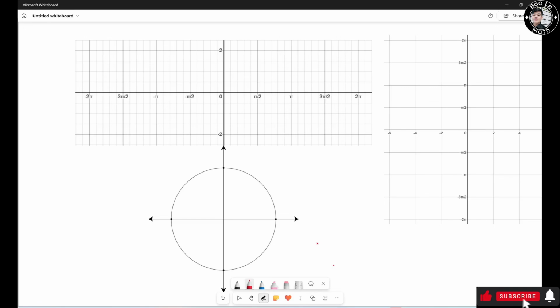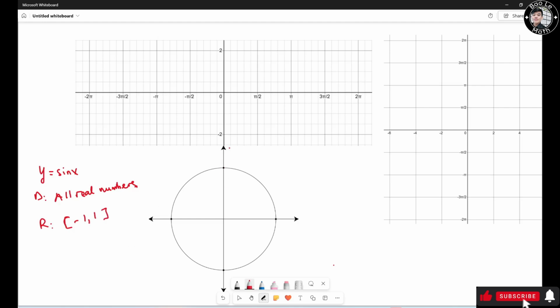Hello everyone, in this video we're gonna learn how to graph the inverse trigonometric function. Alright, first we're gonna talk about the sine function, right? So y equals sine x. Now we know that the domain of the sine function is going to be all real numbers, and the range should be -1 to 1, right?